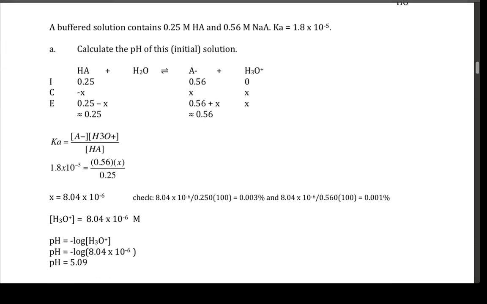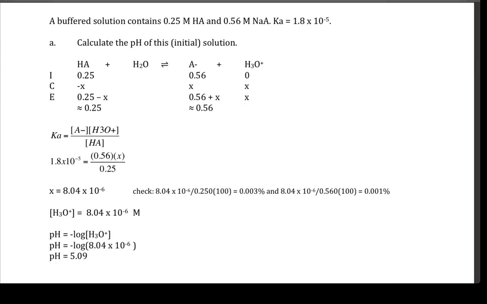Okay, so now we'll do a chem lab type problem. A buffered solution contains 0.25 molar HA and 0.56 molar NaA. Ka is 1.8 times 10 to the minus 5. Calculate the pH of this initial solution. So we run through the usual way. We set up our ICE table. We put in those initial amounts, 0.25, 0.56. We have the equilibrium amounts.